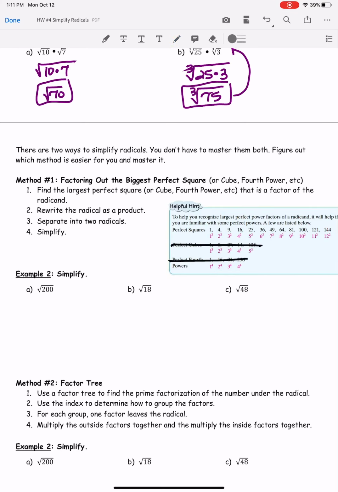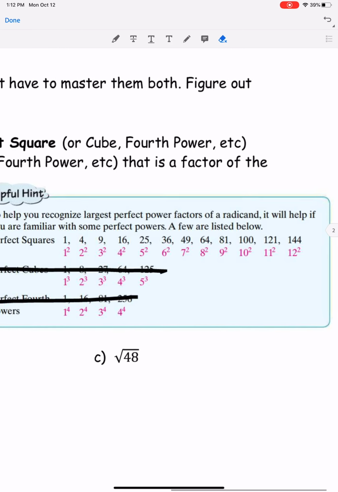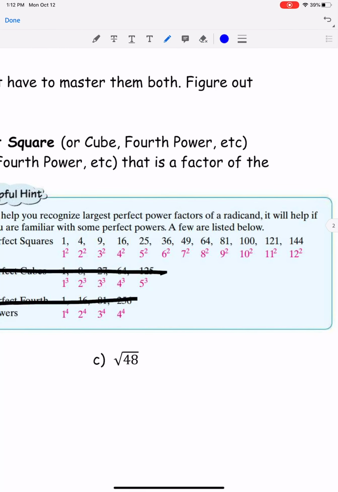Okay, just so we're clear on that for today. So, step 1, find the largest perfect square that is a factor of the radicand. So my radicand here is 200. And so I want to know the biggest number listed here that I can divide into 200.